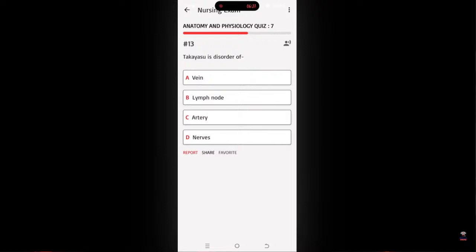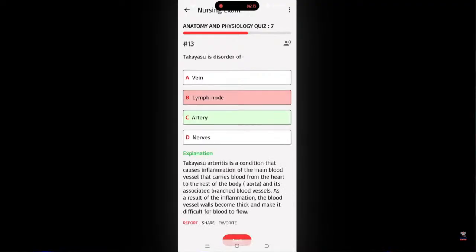Takayasu is a disorder of A. Vein. B. Lymph node. C. Artery. D. Nerves. Correct answer is C. Takayasu arteritis is a condition that causes inflammation of the main blood vessel that carries blood from the heart to the rest of the body, the aorta, and its associated branched blood vessels. As a result of the inflammation, the blood vessel walls become thick and make it difficult for blood to flow.